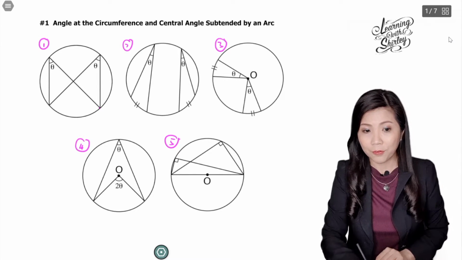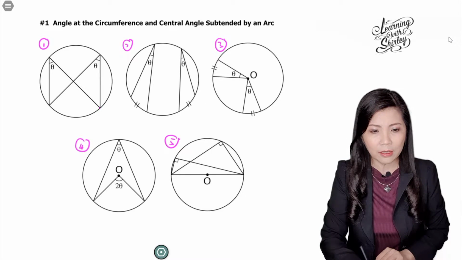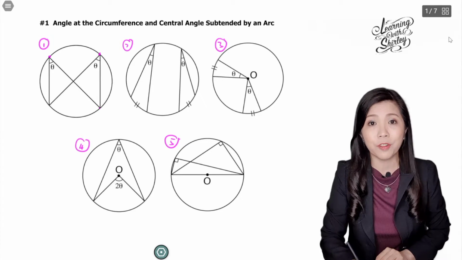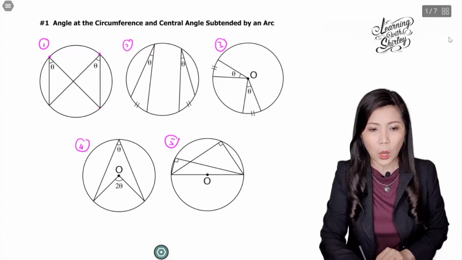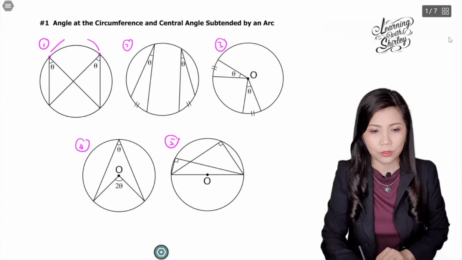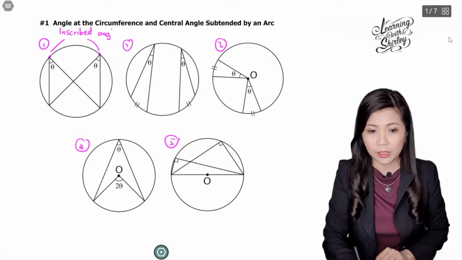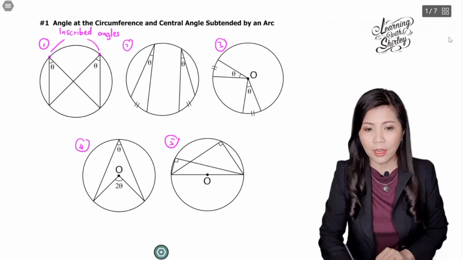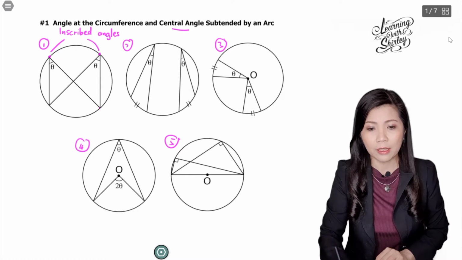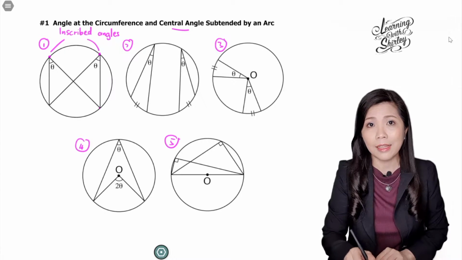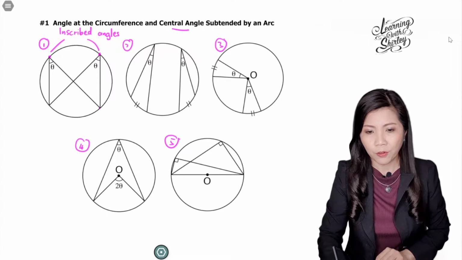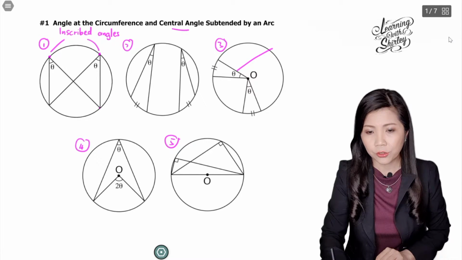Let's look at the first one. This angle is subtended at the circumference, and we call it an inscribed angle. So these two are inscribed angles because they lie on the circumference of the circle. Whereas what's the meaning of central angle? Central angle means the angle lies at the center of the circle. For example, in diagram 3, theta is the central angle.